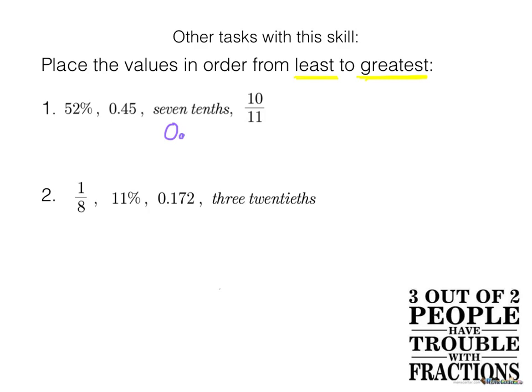7/10 is 0.7. We should also be able to do 52%. So decimal point 2 places to the left, 0.52. Actually, that's not a good place for that because there's already a number right there. 0.52. And 10/11ths, so that's 10 divided by 11.